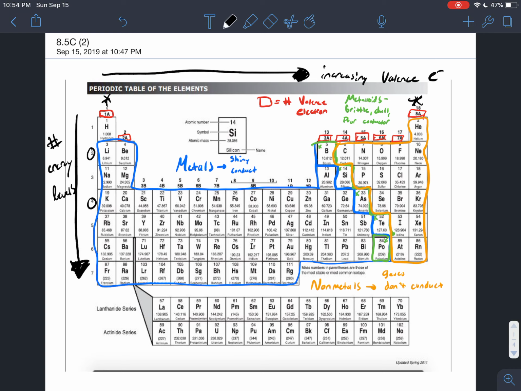This is how I want us marking up our periodic table every time we use it. It tells us really key information. And if we can get all this down right off the bat, we're going to have a much easier time figuring out chemistry stuff. All right? That is your notes.